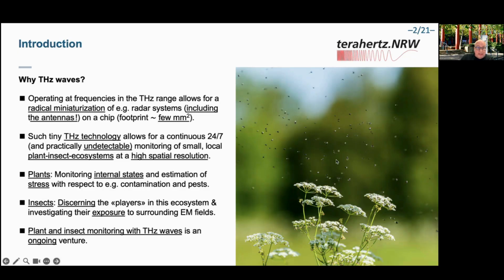So referring to plants, this high spatial resolution capability allows us to monitor internal states of plants and estimate probably also stress with respect to contamination and pests. And regarding the insects, we also want to discern the players in this ecosystem, namely discern the different insects that are hovering around such a plant. What is also an important topic is the investigation of the exposure of such insects to the surrounding electromagnetic field. That is something I will talk about in great detail.